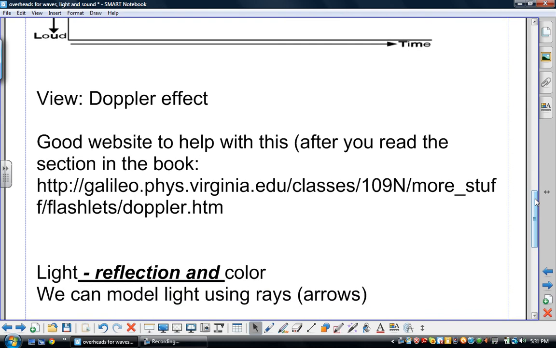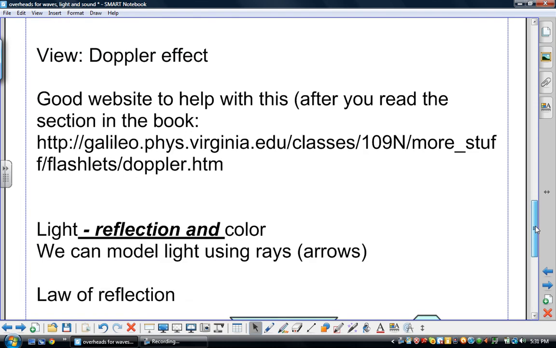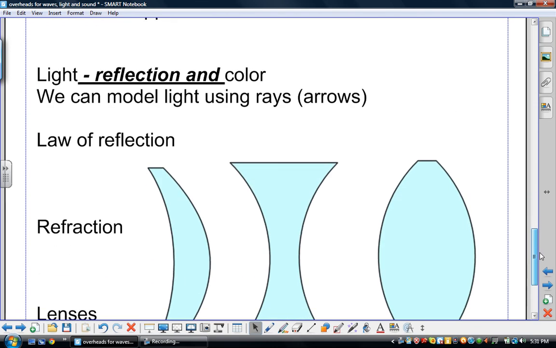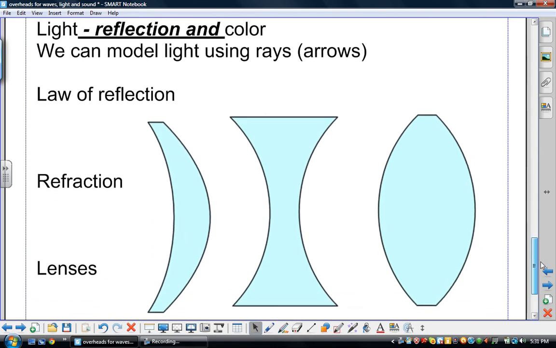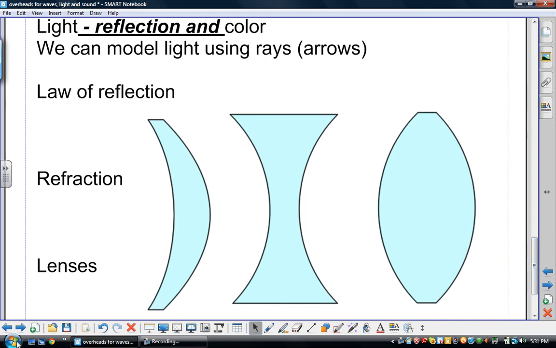We also talked about another idea called Doppler effect. This is in the book. There's also a really nice website here about it. I suggest that the students check out this website and read about it in the book. Light. We're going to come back to this page in a minute.